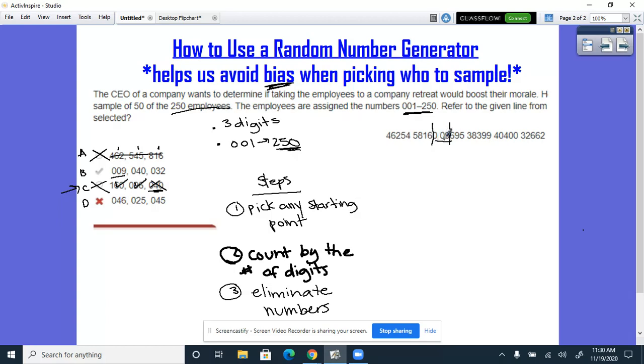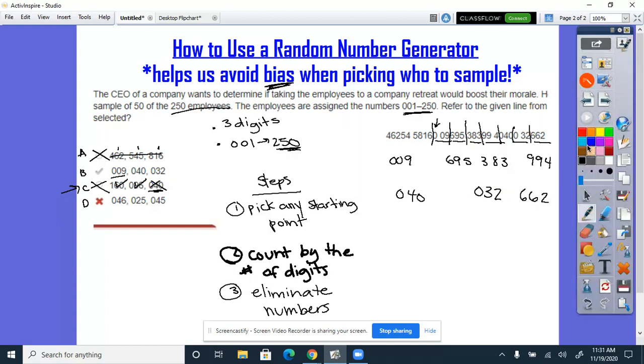So again, we count by threes. This is our point that we started at. So we'd have 009. The next 3 would be 695. The next 3 would be 383. Then we'd have 994. And then we'd have 040. And then 032 and 662.